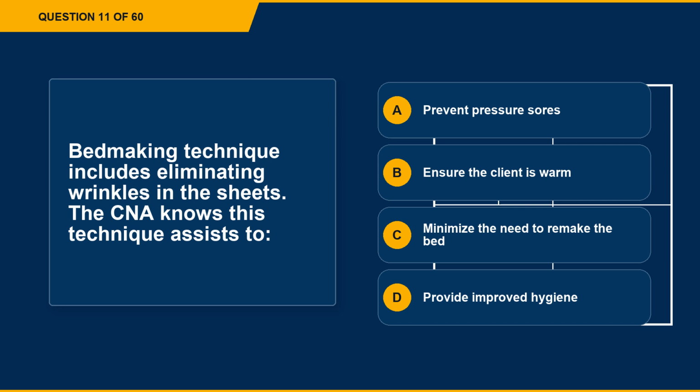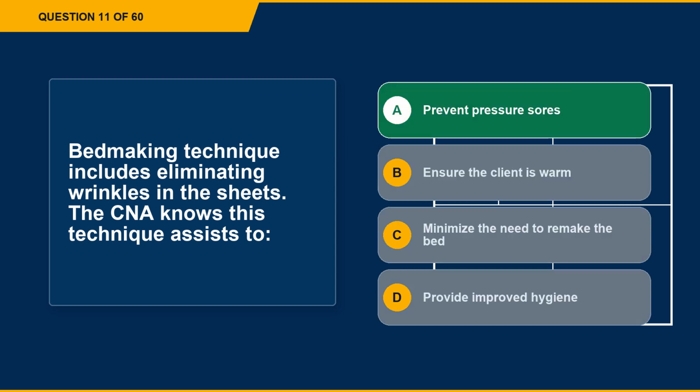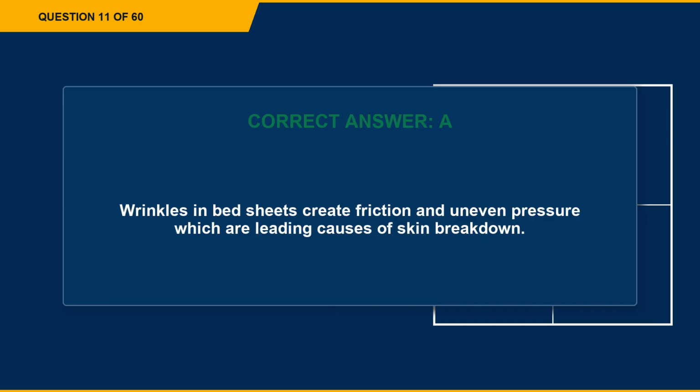Question 11. Bed-making technique includes eliminating wrinkles in the sheets. The CNA knows this technique assists to: Option A, prevent pressure sores. Option B, ensure the client is warm. Option C, minimize the need to remake the bed. Option D, provide improved hygiene. The correct answer is option A, prevent pressure sores. Explanation: Wrinkles in bed sheets create friction and uneven pressure, which are leading causes of skin breakdown.